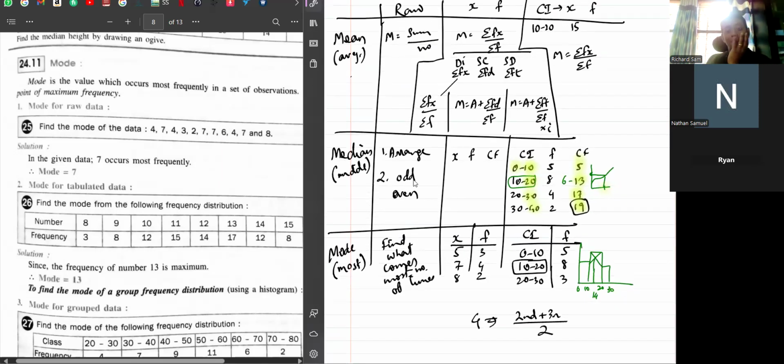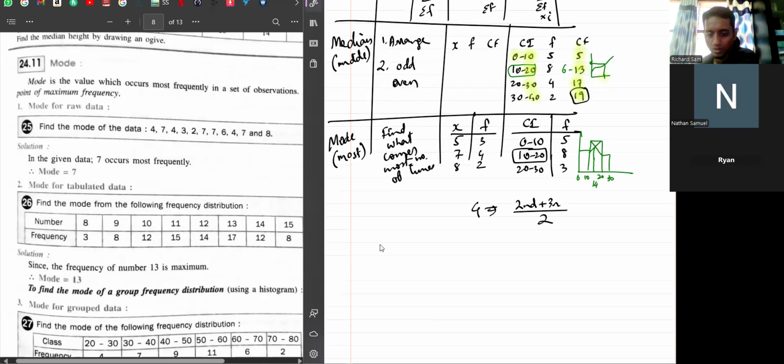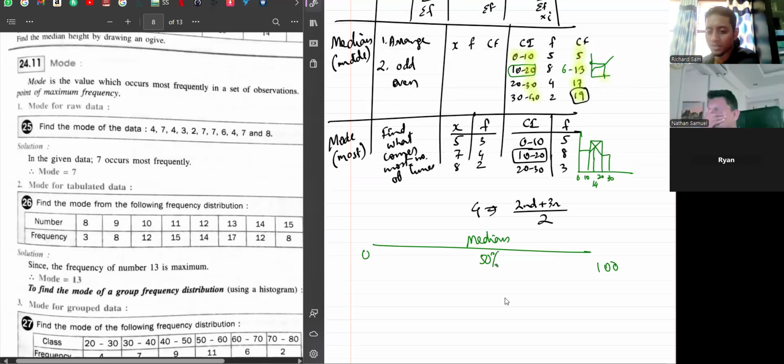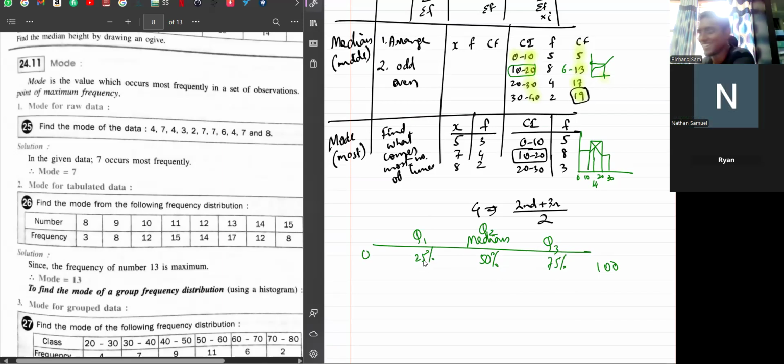There's one more thing which I did not tell you. In median, you have Q1, Q2, and Q3. Okay. If there are 100 terms, then the median is the middle value, right? The 50% mark. So that's called Q2. Then you also have Q1 and Q3. Q1 is the 25% mark and Q3 is the 75% mark. Okay. How many of you remember this? You all know it, no?